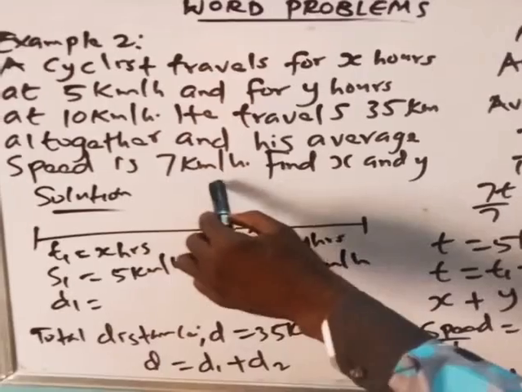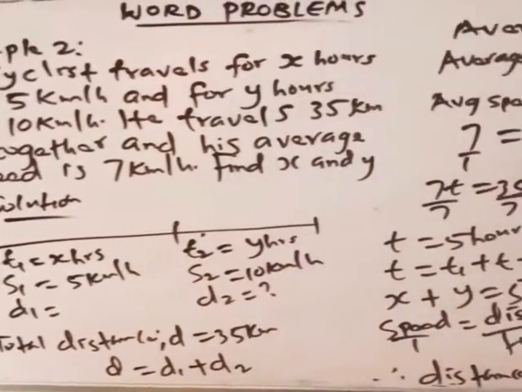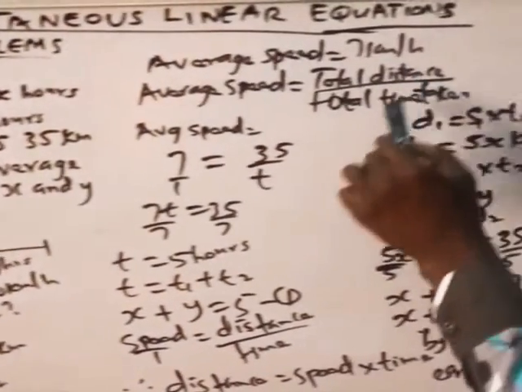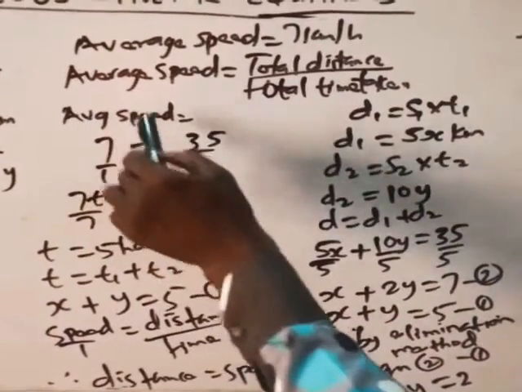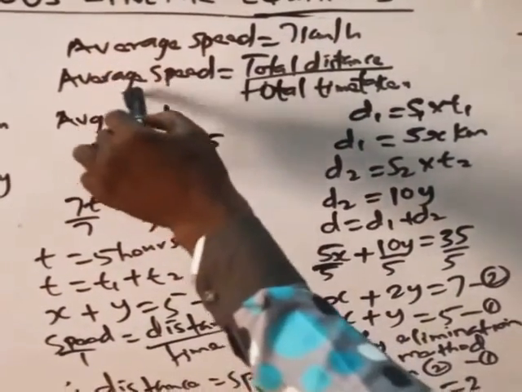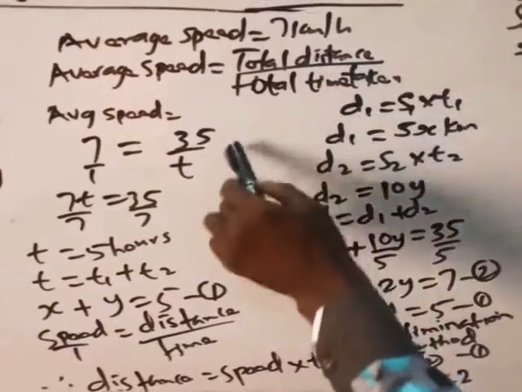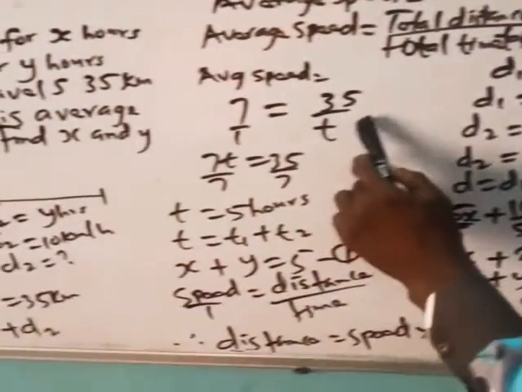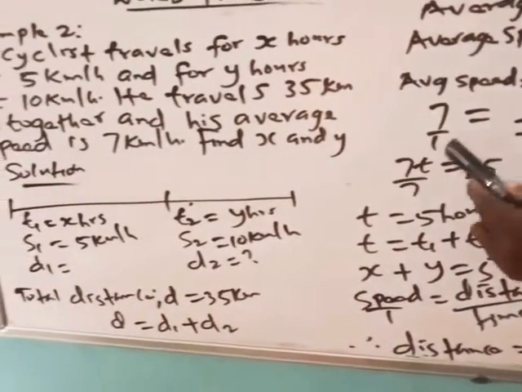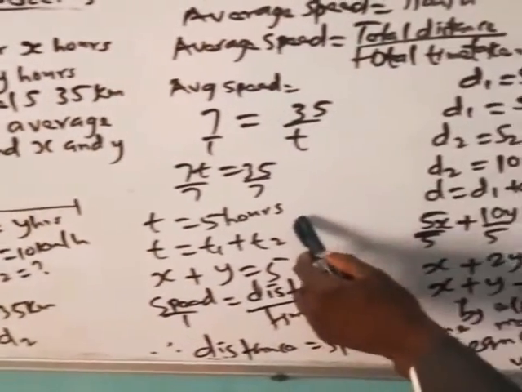And your average speed is 7 km per hour. So your average speed, this is the formula, total distance by total time. So from your average speed, 7 is the average speed, let 7 replace average speed, is equal to total distance, which is given as 35, over t, which will be total time. When you cross multiply, you have that t is 5 hours, that's the total time.